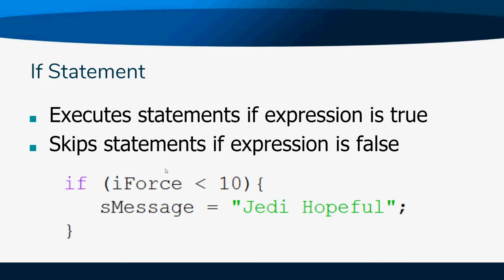So if they have 5 set as their variable, 5 would be less than 10, and it would run this code and set the message as a Jedi hopeful. If their iForce variable were like 15 or something, that would be a false statement, and it would completely skip till past this bracket. It wouldn't set the message at all.